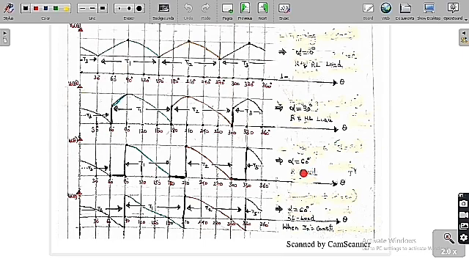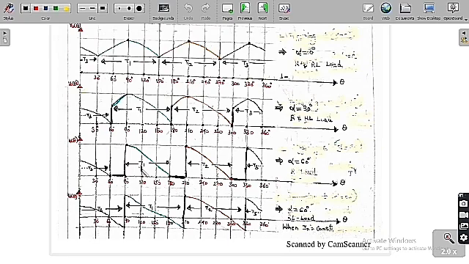I have already told you the actual triggering angle of thyristor T1 is 30 plus alpha. So 30 plus 60 is 90. So at 90 we are going to trigger T1. Similarly, T2 we trigger at 150 plus alpha, so 150 plus 60 is 210. T3 we trigger at 270 plus alpha, so 270 plus 60 is 330. So T1 is triggered at 90 degrees, T2 at 210 degrees, and T3 at 330 degrees.